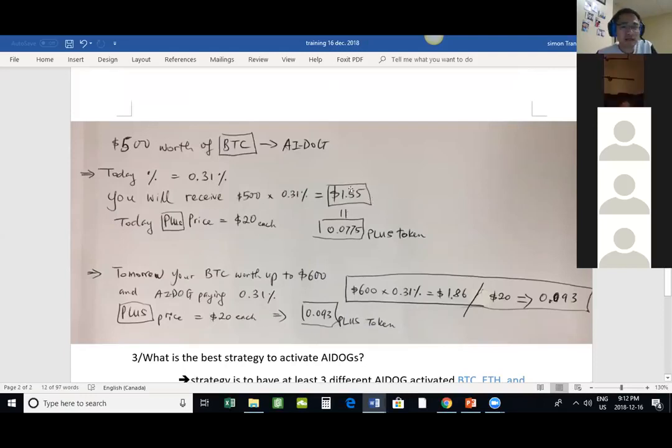Then what they pay you is they convert that $1.55 by dividing by the price of Plustoken at that time, and then you get the amount of Plustoken. In this example, you will get 0.0775 Plustoken. That's how you calculate the Plustoken income every single day based on whatever you are holding. So another question: if the Bitcoin price goes up, do I get paid more? Yes.